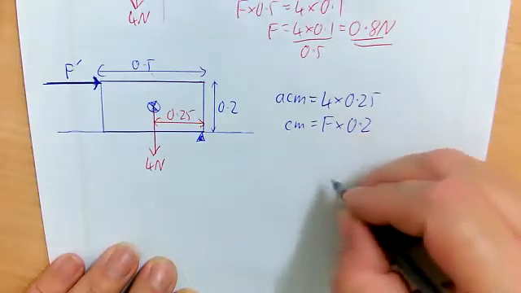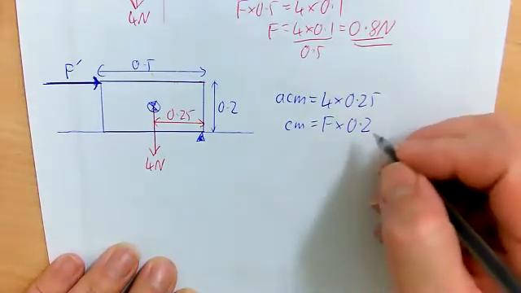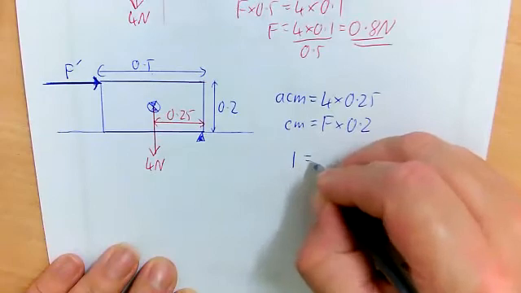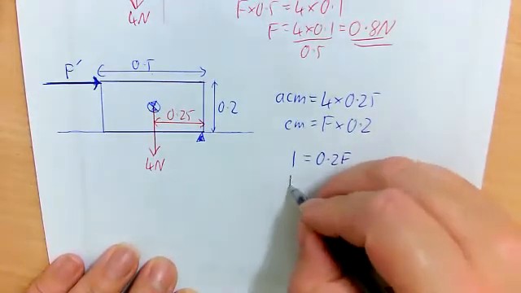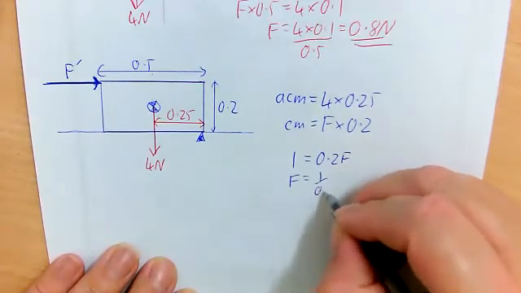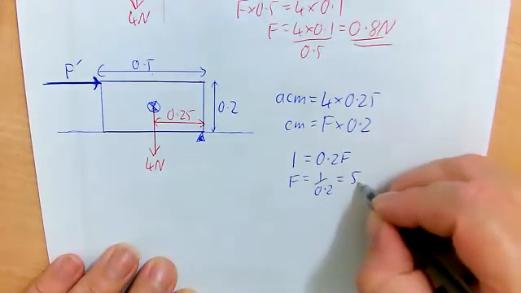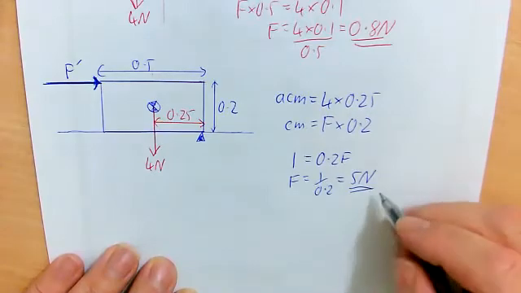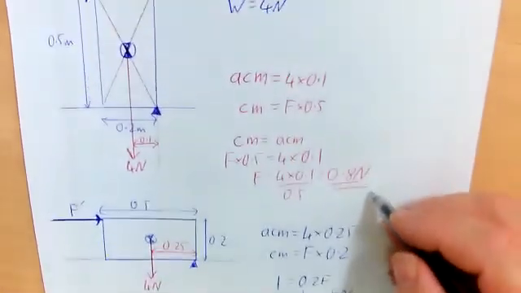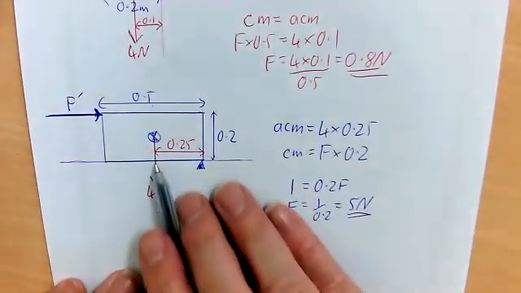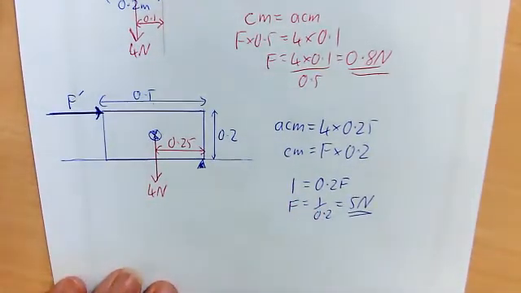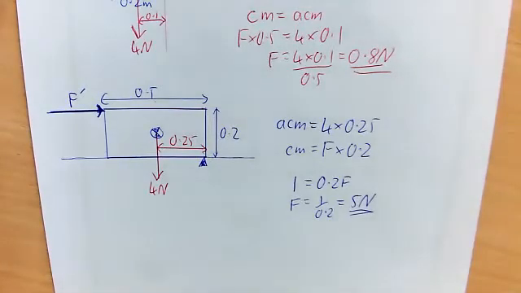So the clockwise moment equals the anti-clockwise moment. So 4 times 0.25, well, that's just 1. F times 0.2, so F is going to be 1 over 0.2, which is equal to 5 newtons, which is much greater than it was in the first situation, which goes to show that having a wide base and a low center of gravity increases stability. In other words, it's harder to push this block over to such an extent that it doesn't return to where it came from.